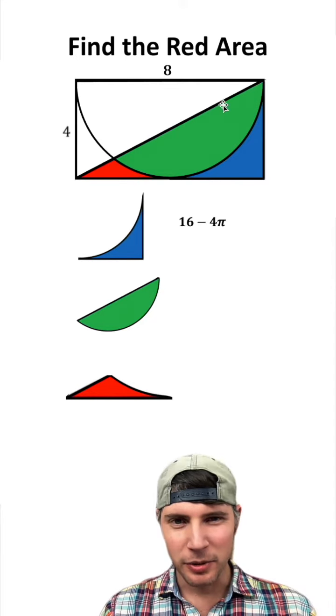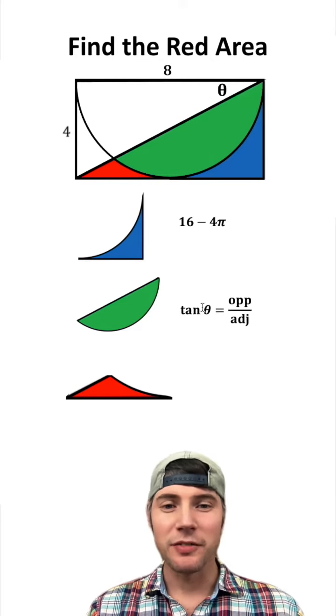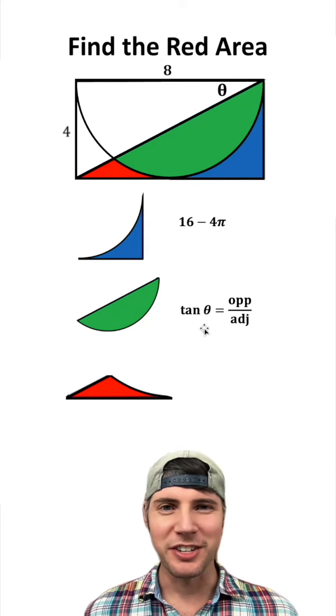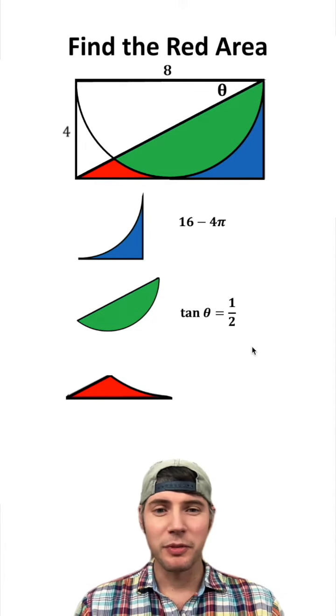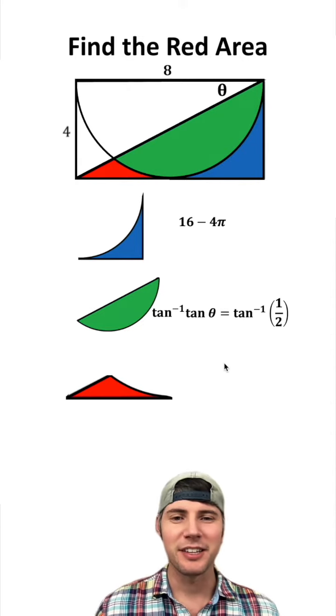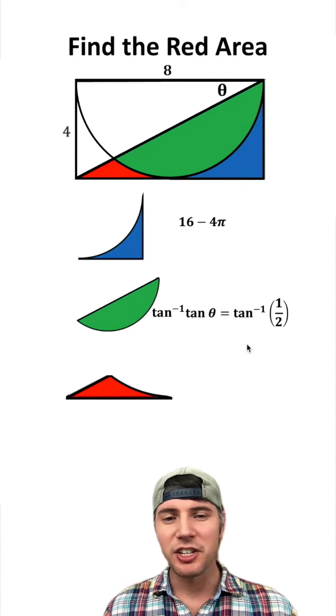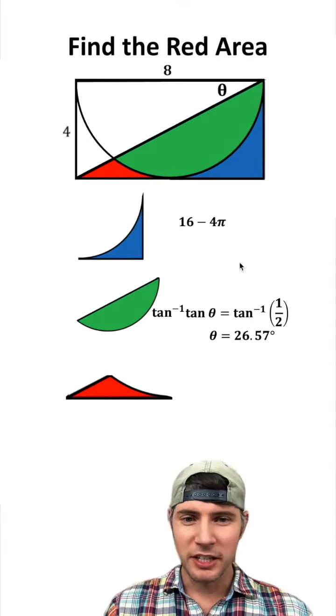Let's look at this angle right here. Let's call it theta. Let us look at this right triangle right here. The tangent of theta is going to be equal to the opposite over adjacent. The opposite is this 4, and the adjacent is the 8. 4 over 8 simplifies to 1/2, and in order to solve for theta, we can do the tangent inverse of both sides. So I'm going to need a calculator for this. Tangent inverse of 1/2 set to degrees is 26.57 degrees. So let's plug that in up here.